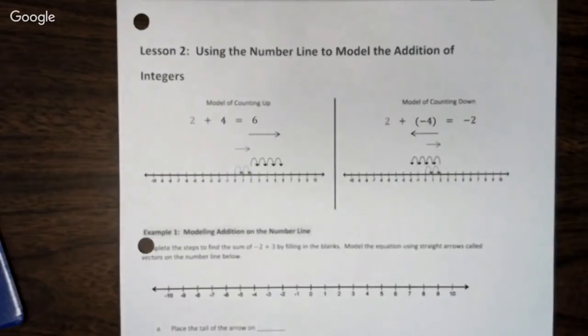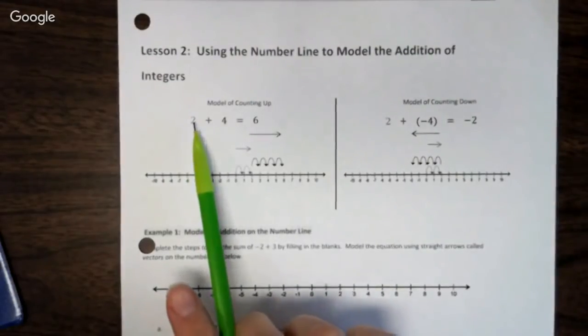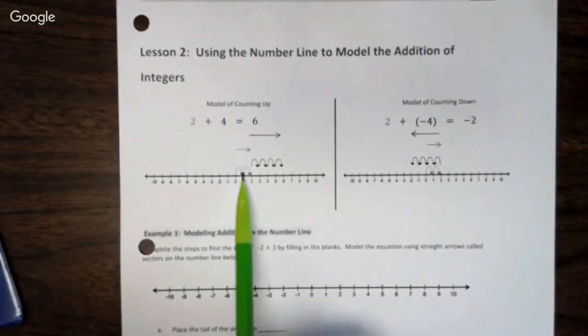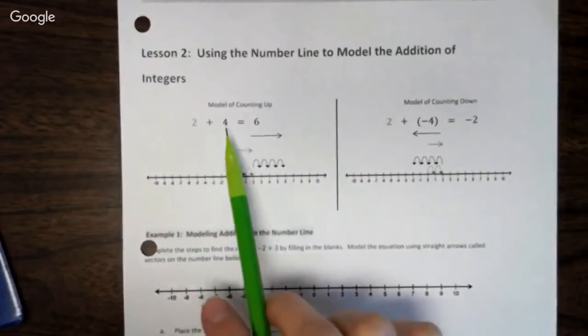All right, this is Module 2, Lesson 2. We're going to continue what we did in Lesson 1 with the whole idea of counting up and counting down. This diagram right here kind of shows us what we did in Lesson 1. If we were starting at 0, counting up 2, you can count up with 2 arrows. Remember, we switched it to being just a straight arrow after a while.